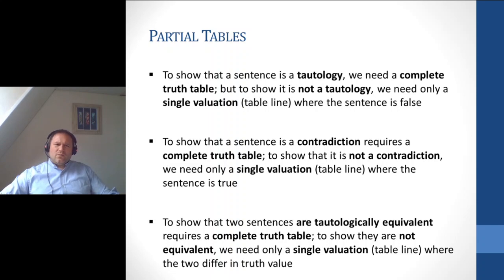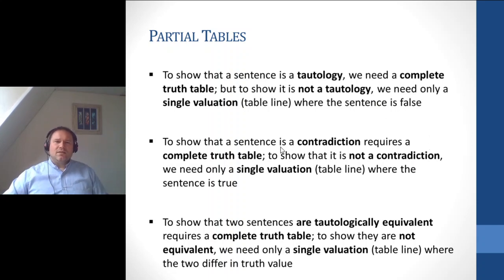But we can think about how much of a table we really need in order to assess some of these things. If we want to show that a sentence is a tautology, we need to generate a complete table, because we need to show that on every valuation, the sentence is true. For the flip side, though, to show a sentence isn't a tautology, we only need a single line of the table, just one valuation, specifically one valuation where the sentence is false. Because if there's at least one valuation where it's false, it ain't a tautology.